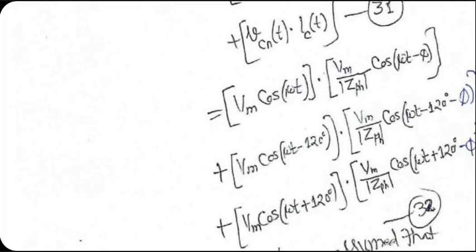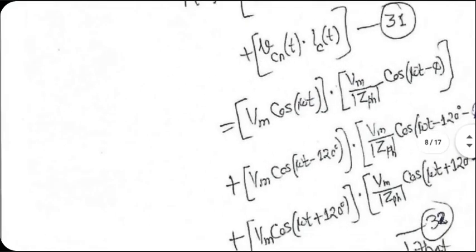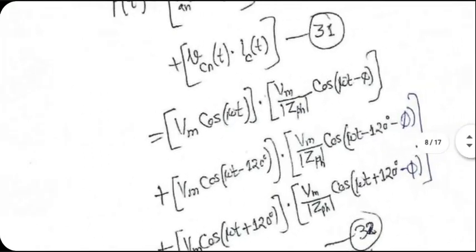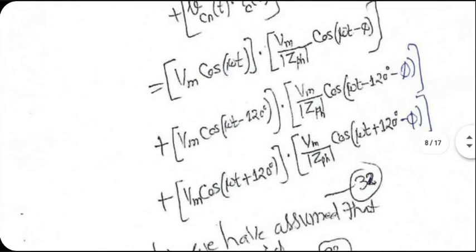Okay. And then for phase B, we do the same thing. Now the formula for voltage is Vm cos omega t minus 120 degrees. I'm assuming positive phase sequence. The same thing can be proven for negative phase sequence also. And then the current will be Vm divided by magnitude of ZPH cos omega t minus 120 degrees minus phi. And then for the third phase, Vm cos omega t minus 240 degrees, which is plus 120 degrees, multiplied by Vm divided by magnitude of ZPH cos of omega t plus 120 degrees minus phi.